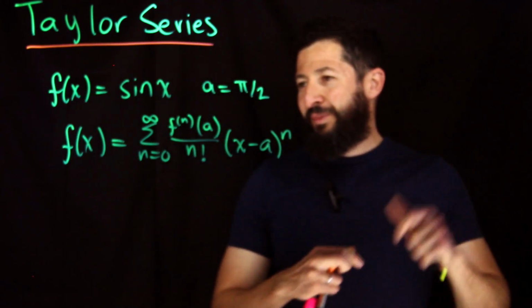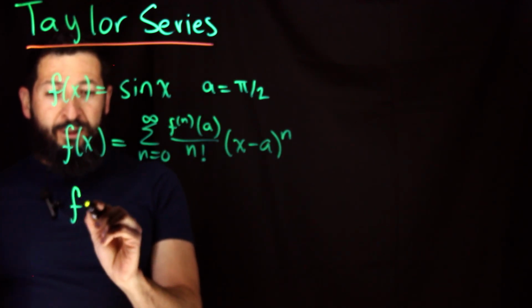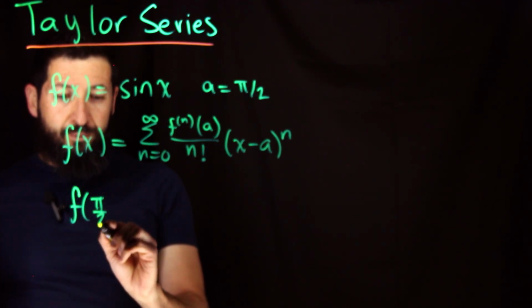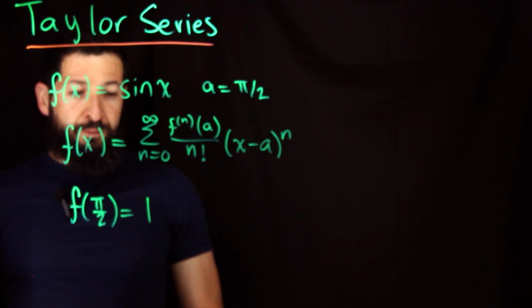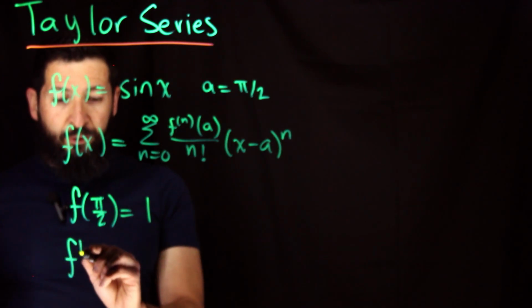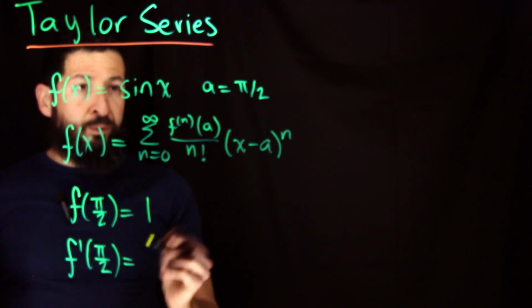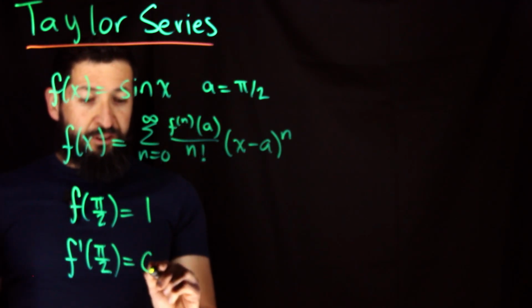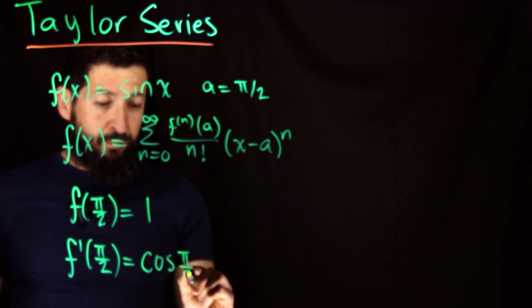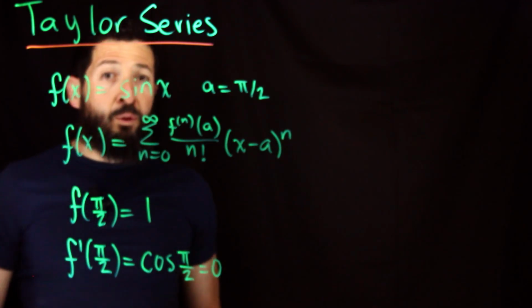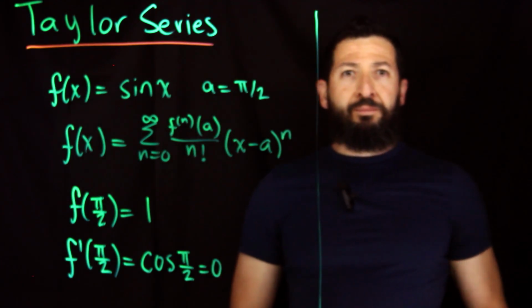Alright. So let's start with the 0 derivative, which is just f evaluated at pi over 2. In this case, sine at pi over 2 is 1. Now we go to our first derivative. That's going to be the derivative of the sine, which is the cosine of x, evaluated at pi over 2. But we know that that is 0. Alright, let's move to the next one.